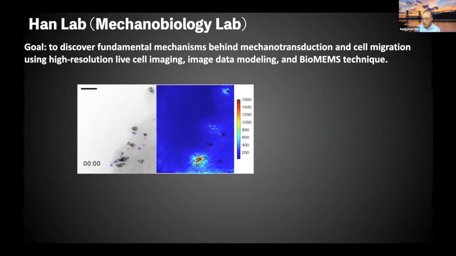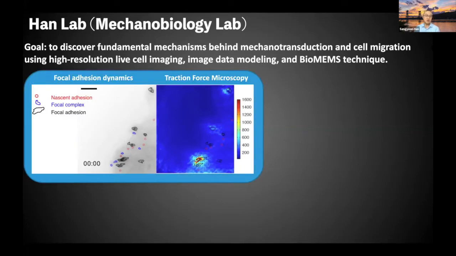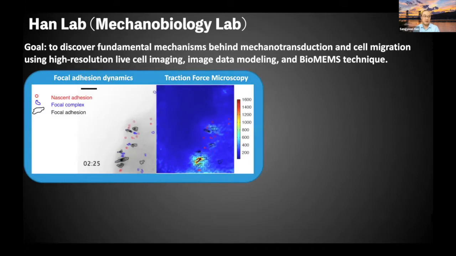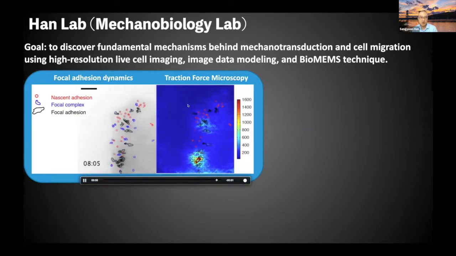So here, what we typically do is look at focal adhesion dynamics and traction force microscopy together, in the same imaging. One channel is dedicated to one of the molecules in the cell, and the other channel is imaging the beads on the gel. Then using the bead images, we reconstruct the traction map.